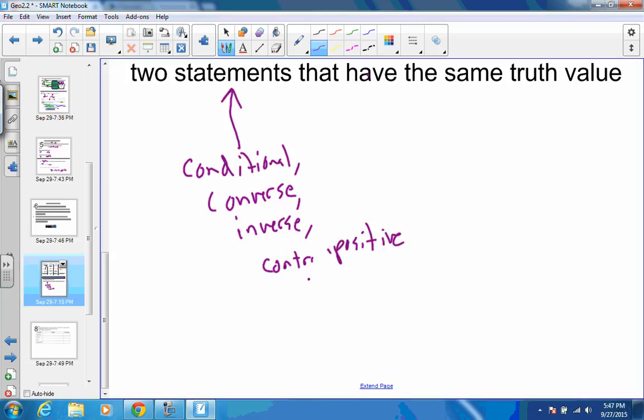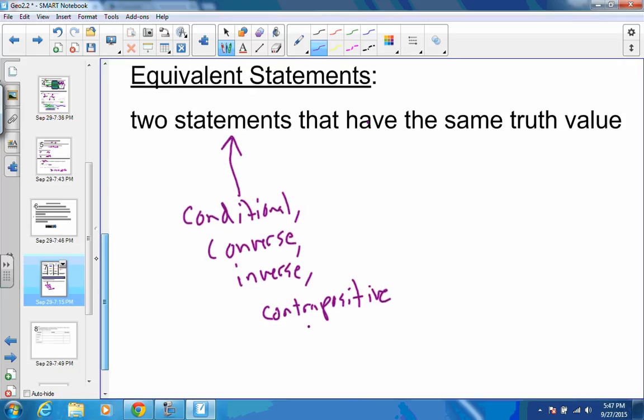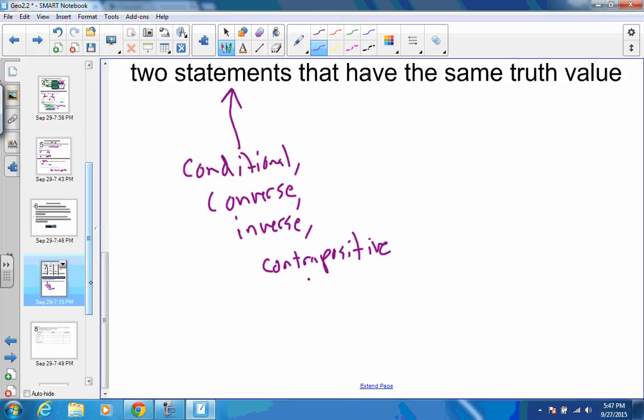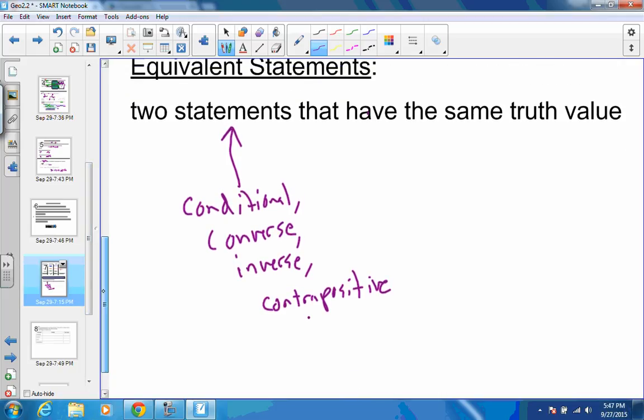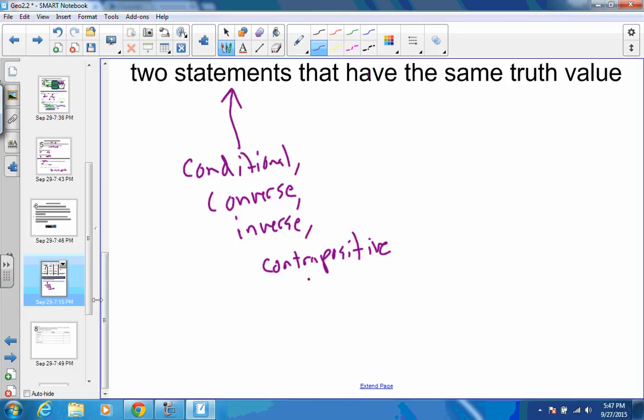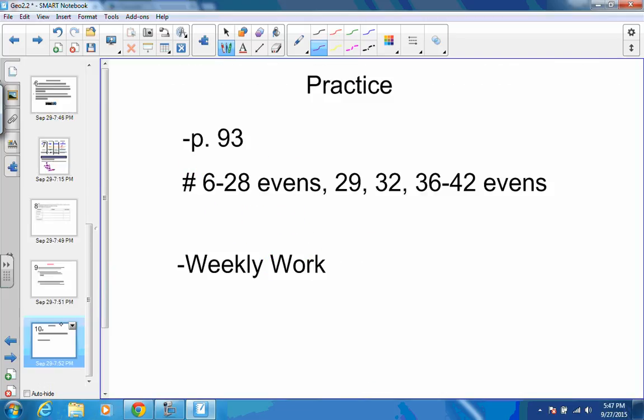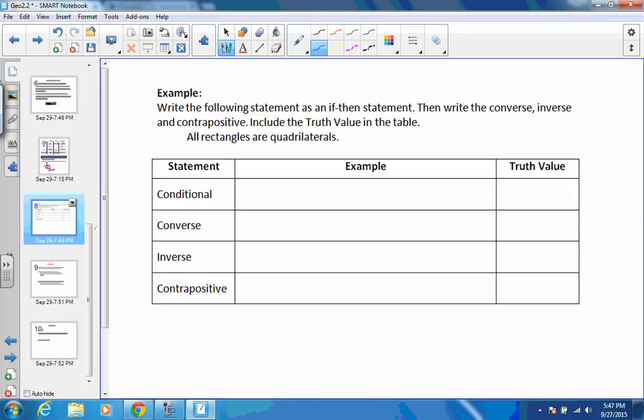All right, so those are the 4 different types of statements that we're dealing with. And if we're talking about equivalent statements, it has to be 2 of those or more, I guess. That would be equivalent or both have the same truth value. They could both be false as well. So now we're going to go on to just showing one example here before we're done here.